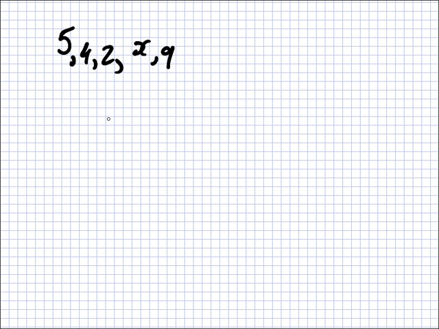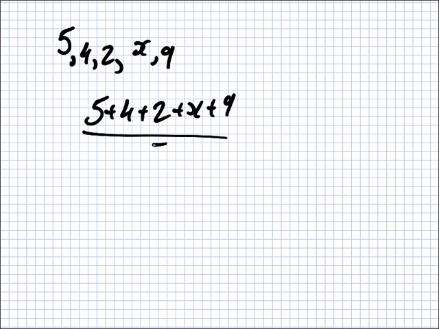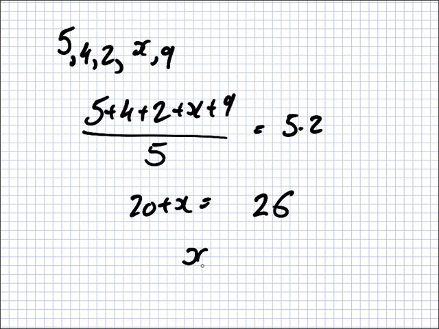So what that's saying is 5 plus 4 plus 2 plus x plus 9, over 5, should equal 5.2. So what's that? 5, 6, 7, 8, 9, 10, 11, 20 plus x equals 26. 5 times 5.2 is 26. Is x equal to 6? I never actually have the answer for 11 at the back.